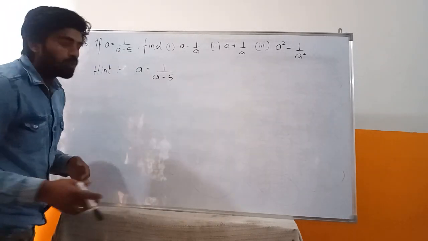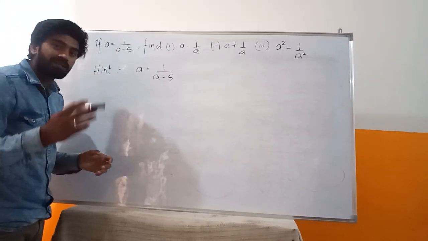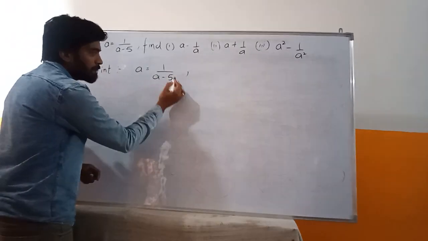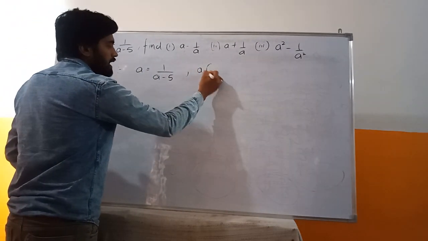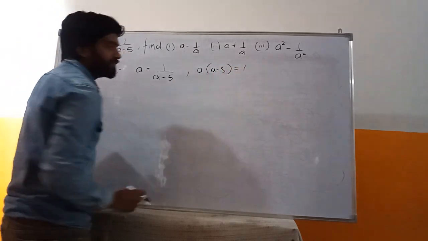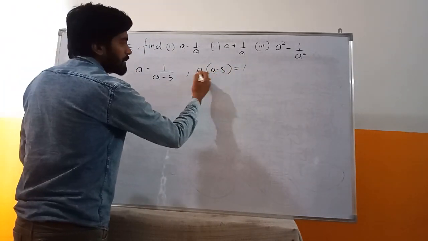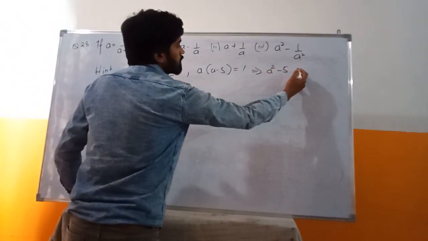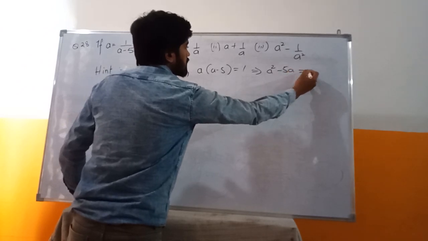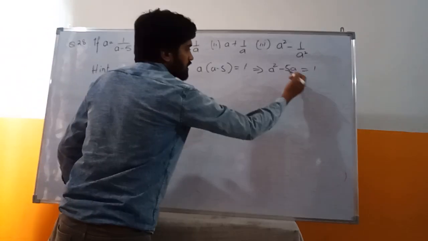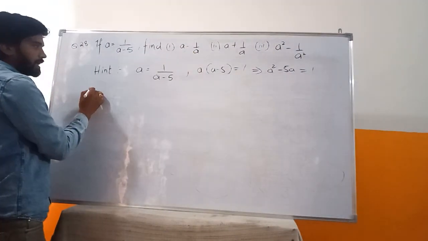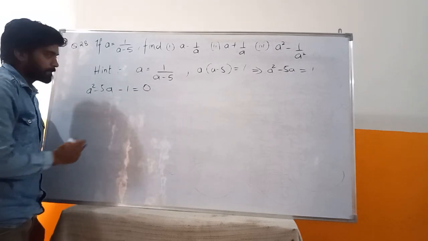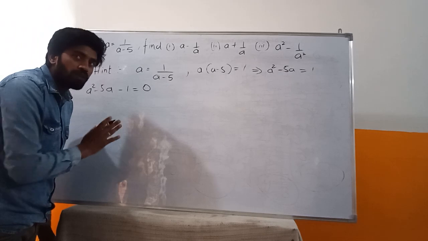In order to get a proper value, they have also given me a hint in the same question. How to use the hint? If I shift this part to that side, I'm going to multiply. So a into a minus 5, and on that side 1 is left. When I multiply both of them, I get a square minus 5a equals 1. Then I can shift 1 to this side, and I get a square minus 5a minus 1 equals 0. So this is the hint that is given to me.